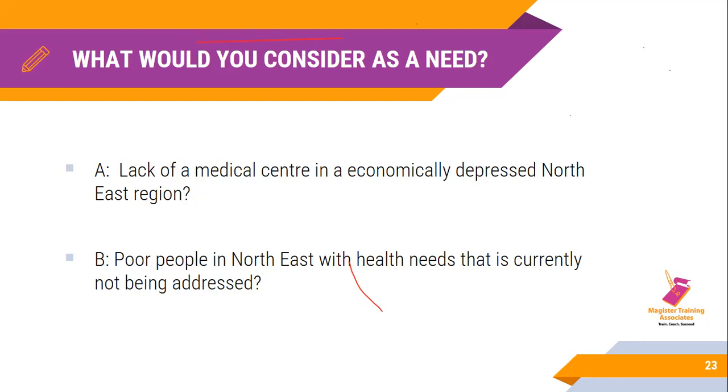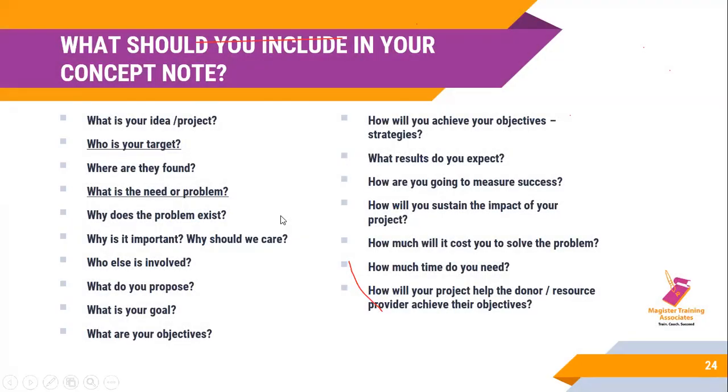So sometimes we need to understand who is in need, what the problem is, and what our intervention is going to be. And if we think about the need as being for people or for things, then we are likely to intervene in a better way. So in this case, the poor people in the Northeast region with health needs that are currently not being addressed are the people who actually need something, and it may be a medical center, or it may be economic empowerment so that they can afford it, or it could be that the medical center is too far away from them and they need something that is close to them. So the intervention could be varied depending on what is actually required.